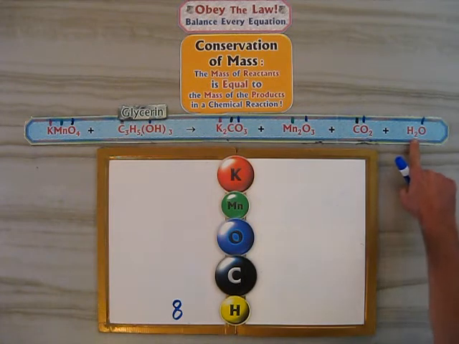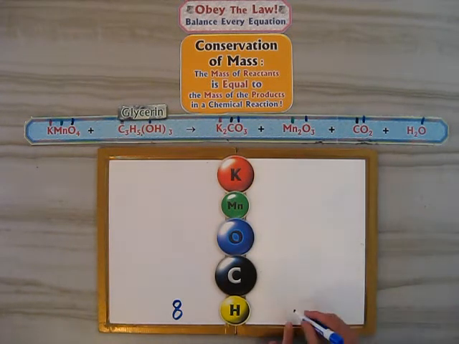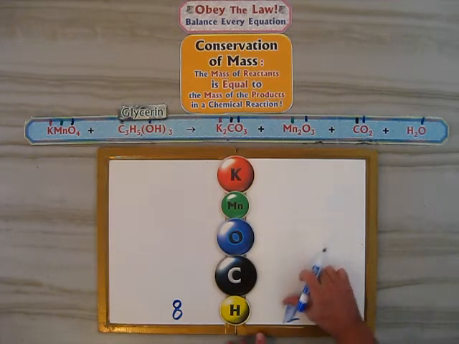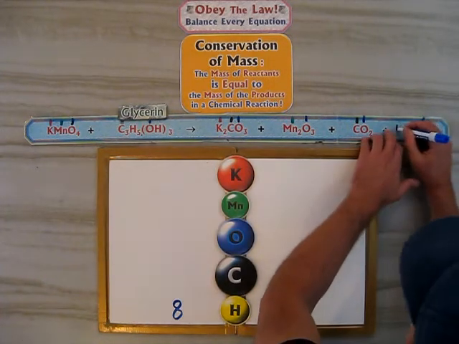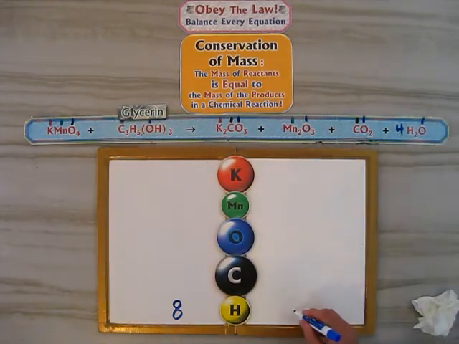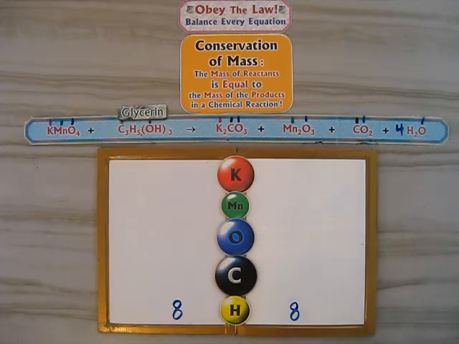And then how many hydrogen are located here? Obviously 2. So how can I make this 8? Okay, well, I need to multiply that. I need to multiply this by a coefficient of 4 and then I've got 8 hydrogen on this side. So hydrogen, 8 and 8, done.